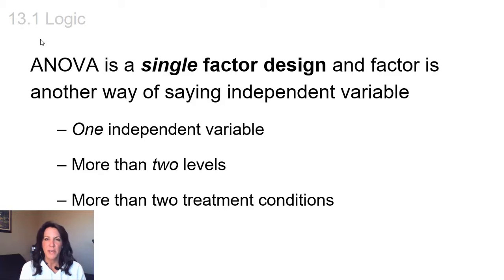So, for example, we talked about the room temperature having three different degrees. We had a room temperature of 50 degrees, 70 degrees, and 90 degrees. Those were three different treatment conditions, but it was one independent variable, room temperature.